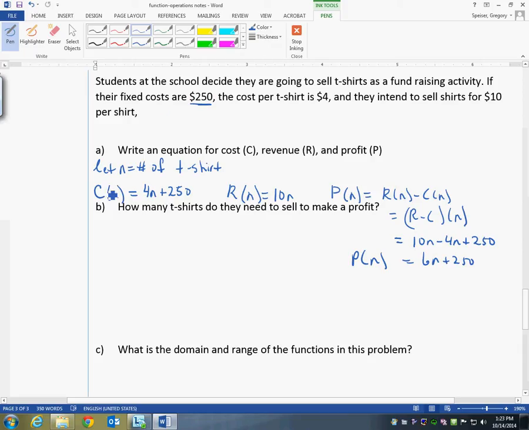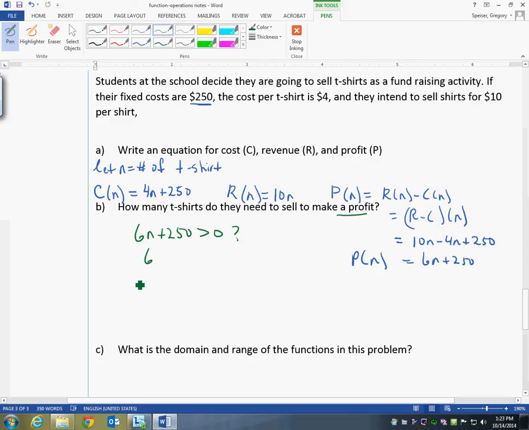That helps me answer part B here. How many t-shirts do they need to sell to make a profit? What does a profit mean? A profit means not a negative profit, you know, to make a positive profit. So in other words, when is this value plus 250 going to be greater than 0? When are they going to make that money? All right, that's what we're asking. So let's just solve 6n.